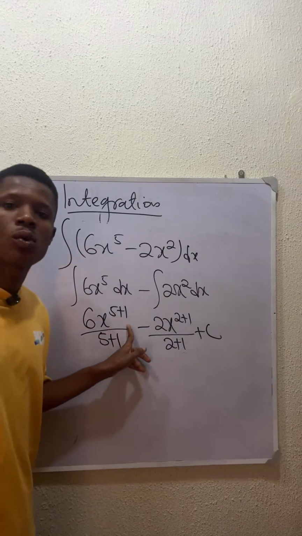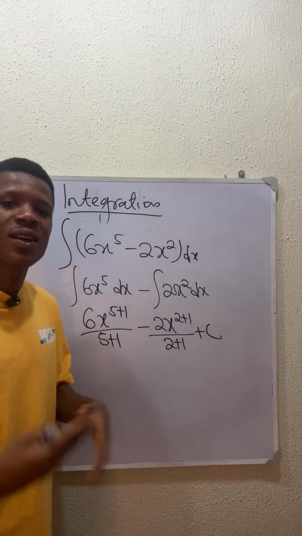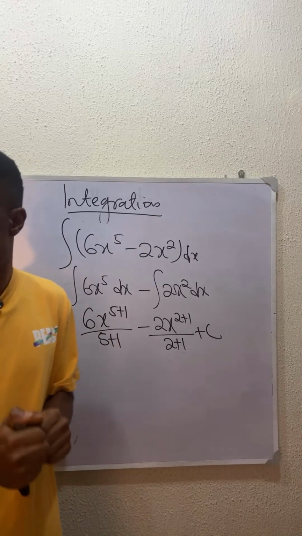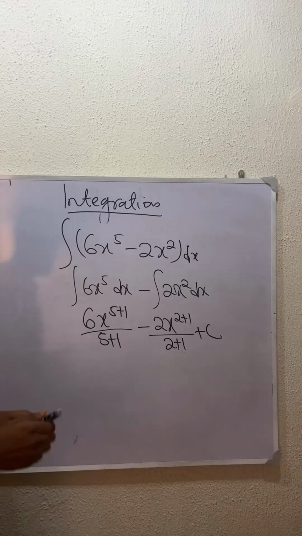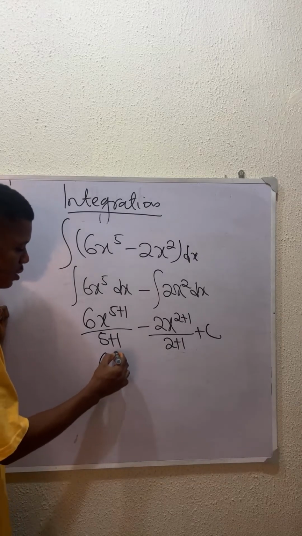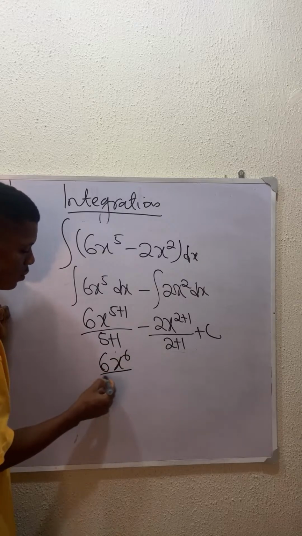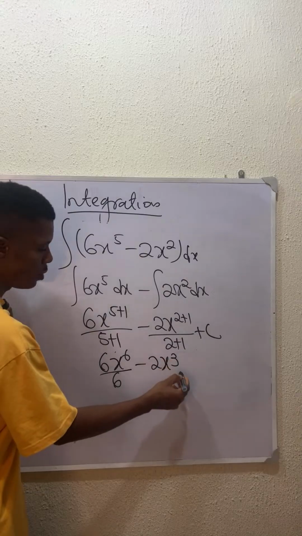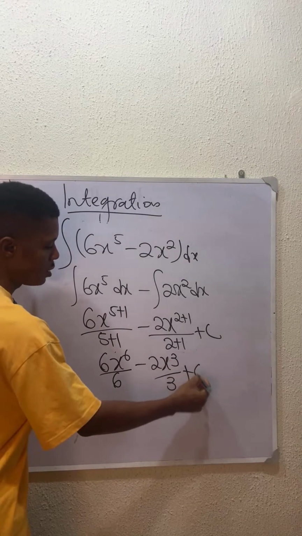What is 5 plus 1? Please write it in the comments. Let's be engaging. 5 plus 1 is 6. So we have 6x power 6 over 6 minus 2x cubed over 3 plus c.